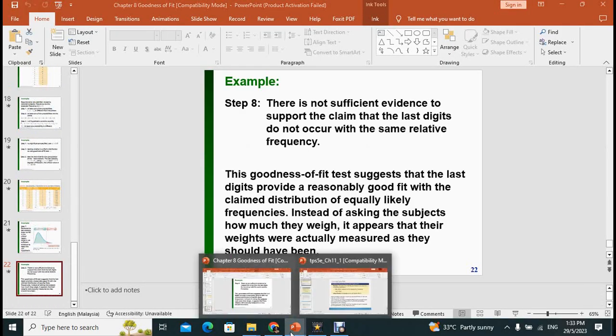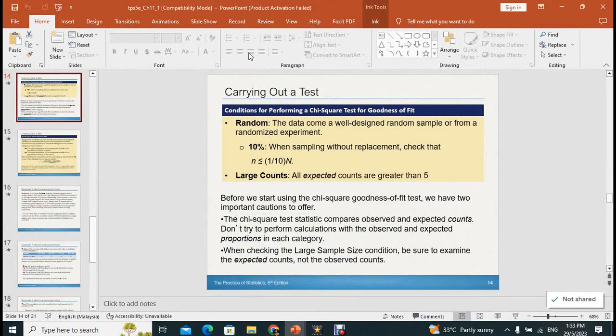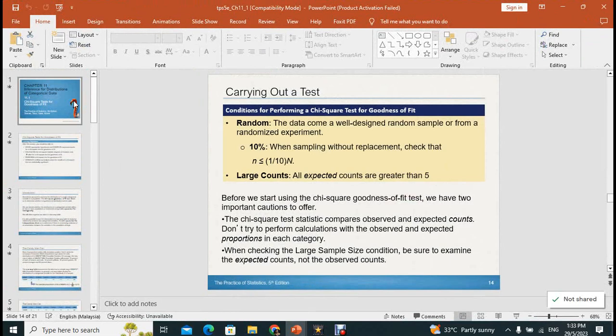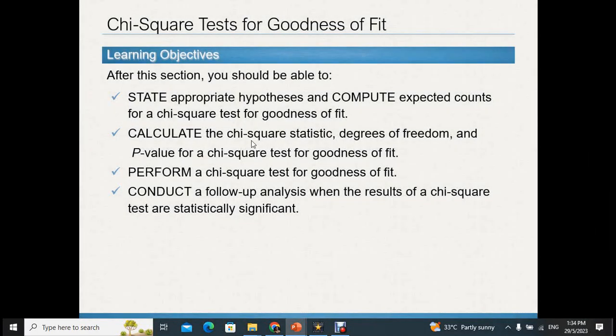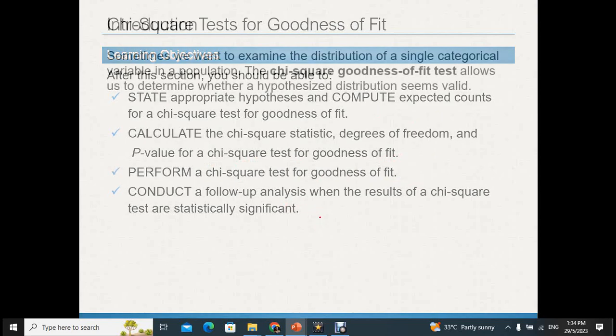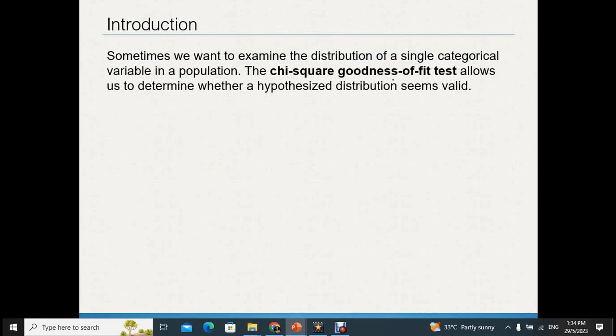Okay, we go for another example here. For the chi-square goodness of fit test, what we will basically learn is to state the appropriate hypotheses and compute expected counts for the chi-square goodness of fit test, calculate the chi-square test statistic, degrees of freedom, and p-value, and perform the chi-square test for goodness of fit, and conduct follow-up analysis when the results of the chi-square test are statistically significant.